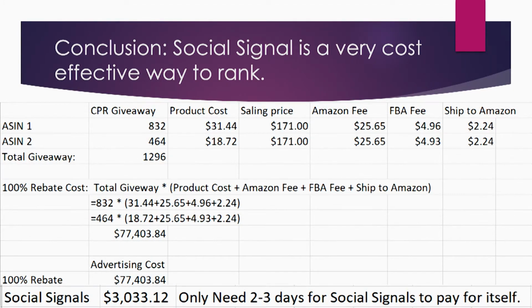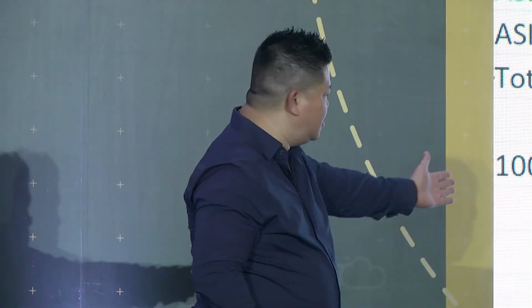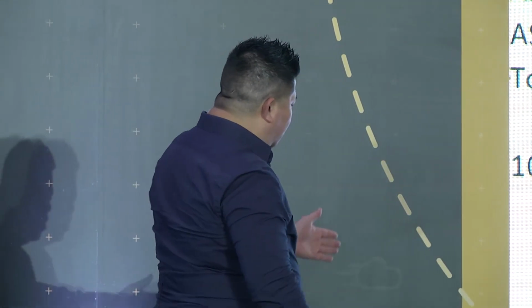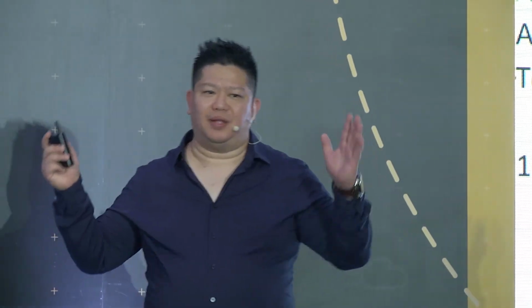Here's a breakdown. ASIN 1, 832 giveaways. ASIN 2, 462 giveaways. The cost breakdown for fees for Amazon, 1,296. Rebate would cost us how much? $77K. Okay, $77K. So with 100% rebate, it'll cost you $77K. I'm not even talking about that $2 or $4 fee. I didn't even add that in. So it could be more, right?